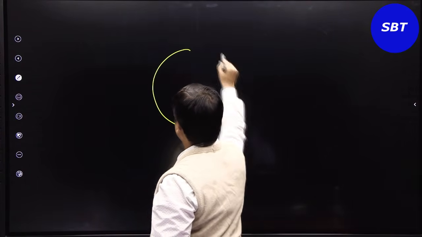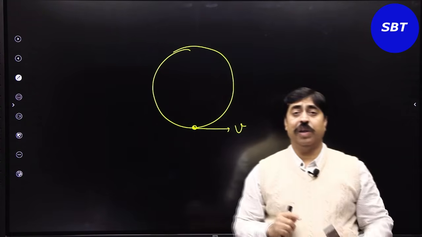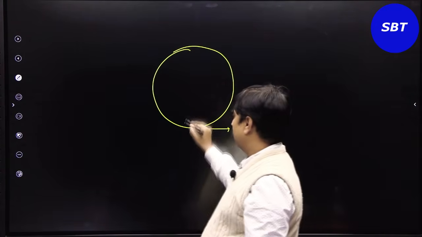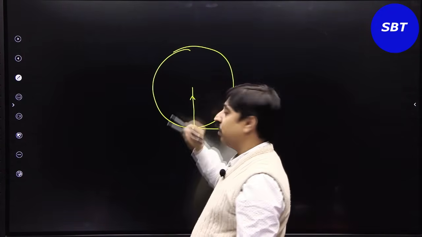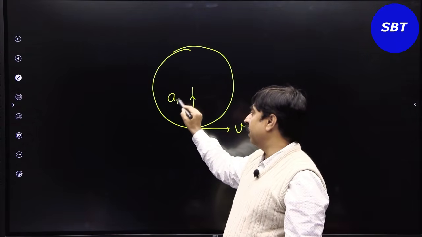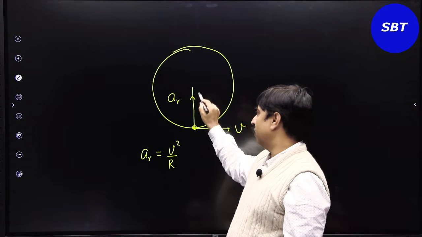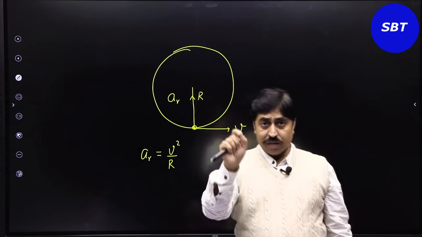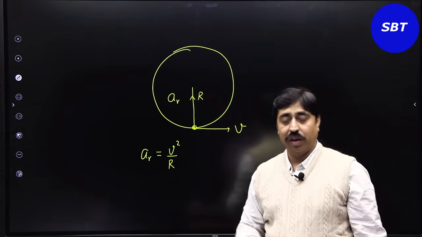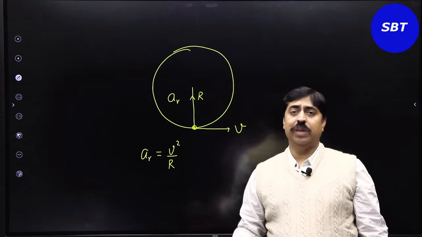If a particle is moving in a circle at a constant speed, its motion is said to be uniform circular motion. In that case, the acceleration of the particle is always directed towards the center of the circle. The acceleration is always radial, along the radius, and its magnitude is v square by r, where r is the radius of the circle. I repeat, when the particle is moving in a circle at a constant speed, its motion is said to be uniform circular motion, and its acceleration is always directed towards the center of the circle, having magnitude v square by r.